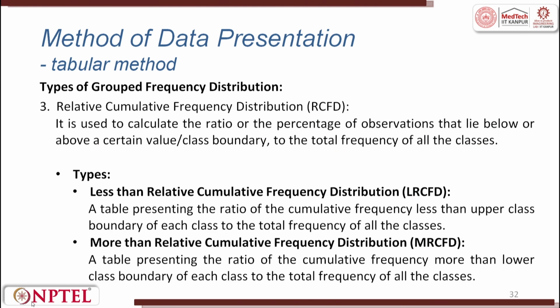Types of group frequency distribution: relative cumulative frequency distribution is used to calculate the ratio or percentage of the observations that lie below or above a certain value or class boundary. In this as well, it could be less than cumulative frequency distribution, the number of observations lying lower than the specific observation of interest. More than relative frequency distribution is for those which are higher than the observation of interest.